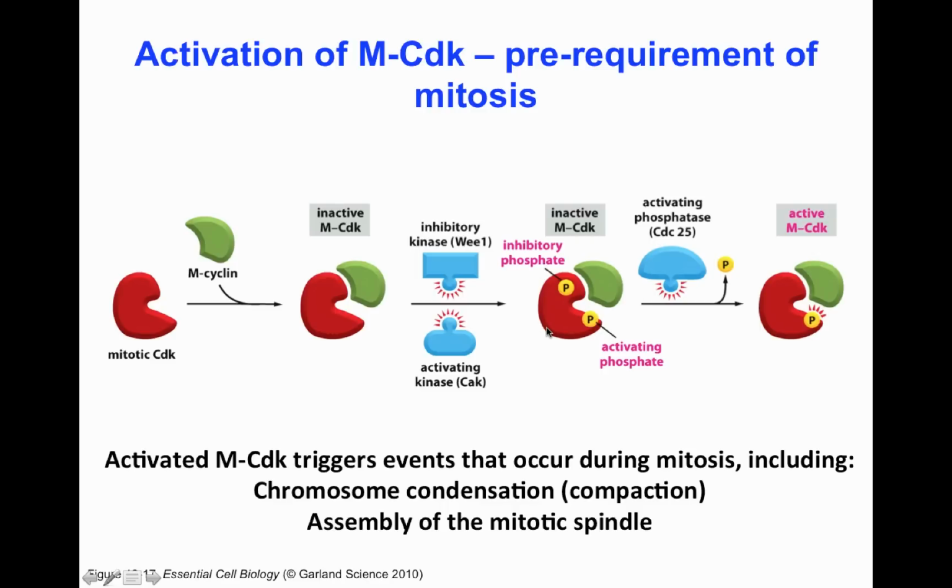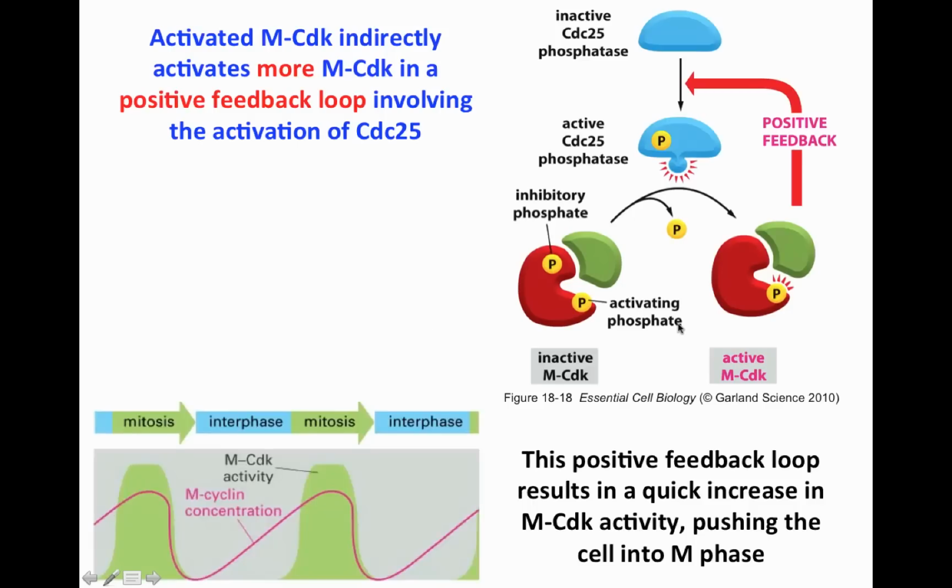To induce activity, you require the activation of CDC25, which will remove the phosphate in the inhibitory site and therefore lead to a molecule that is active. Now, when active M-Cdk is ready, it will help assemble the mitotic spindle and induce chromosome condensation.